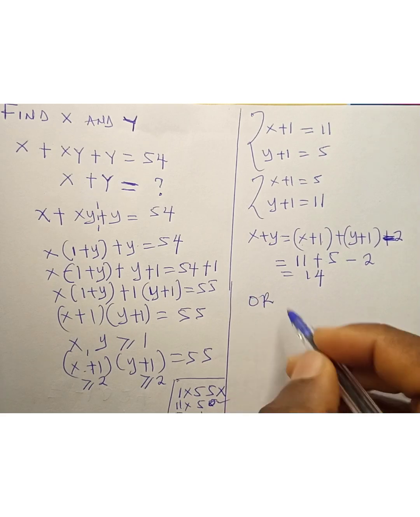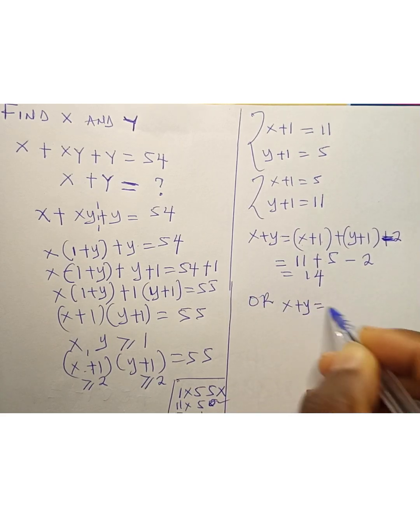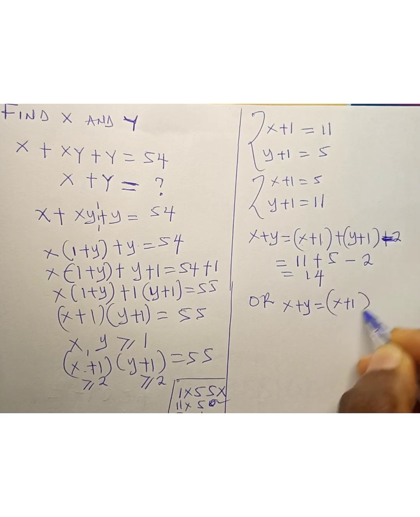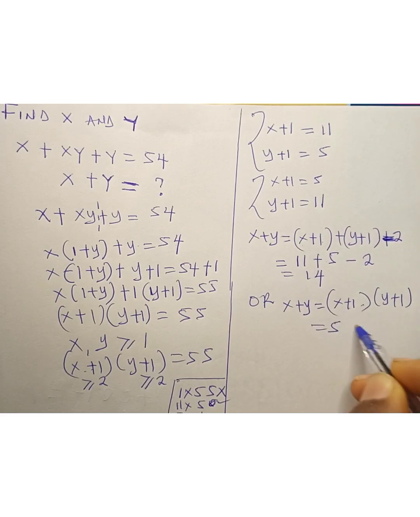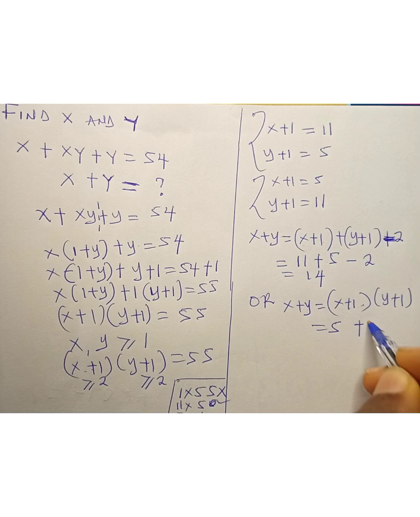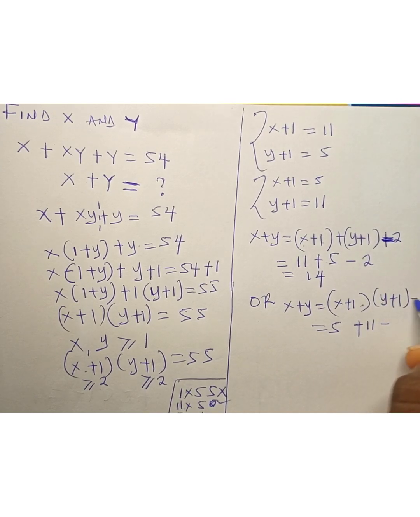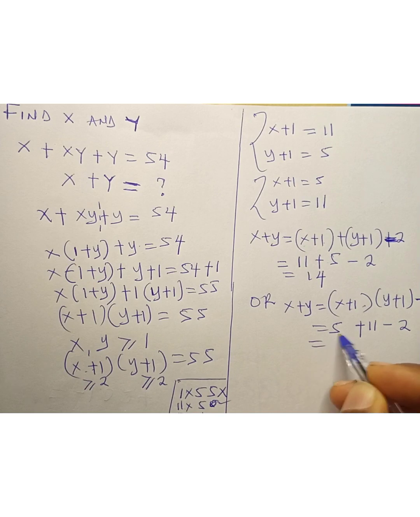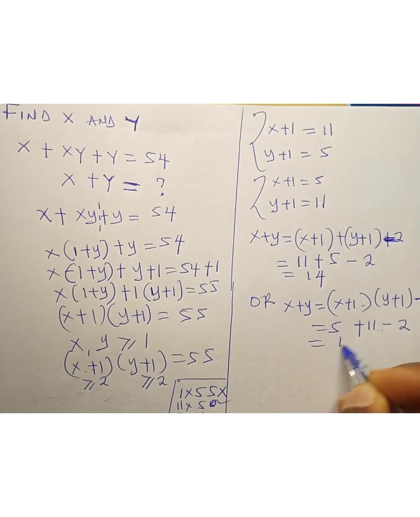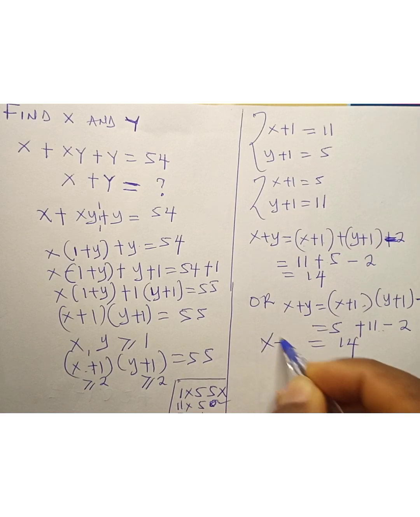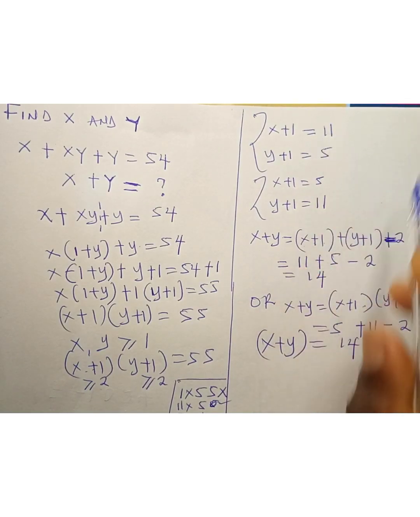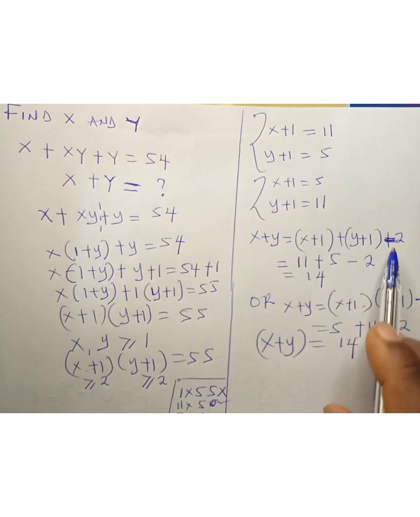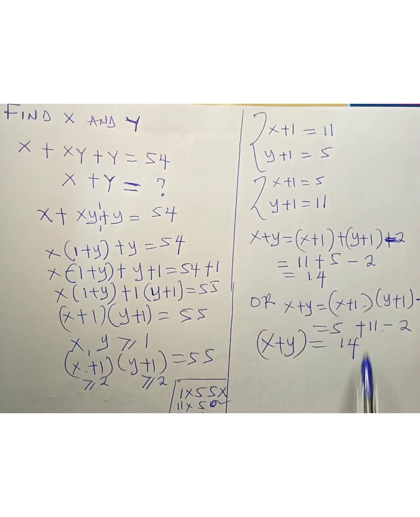Or for x plus y again, we use the second condition. x plus 1 is 5, plus y plus 1 is 11, then minus 2. That is 16 minus 2, and the answer is 14. So it means that x plus y is equal to 14. We got 14 in the first case, and when we tested the second condition, we also have 14.